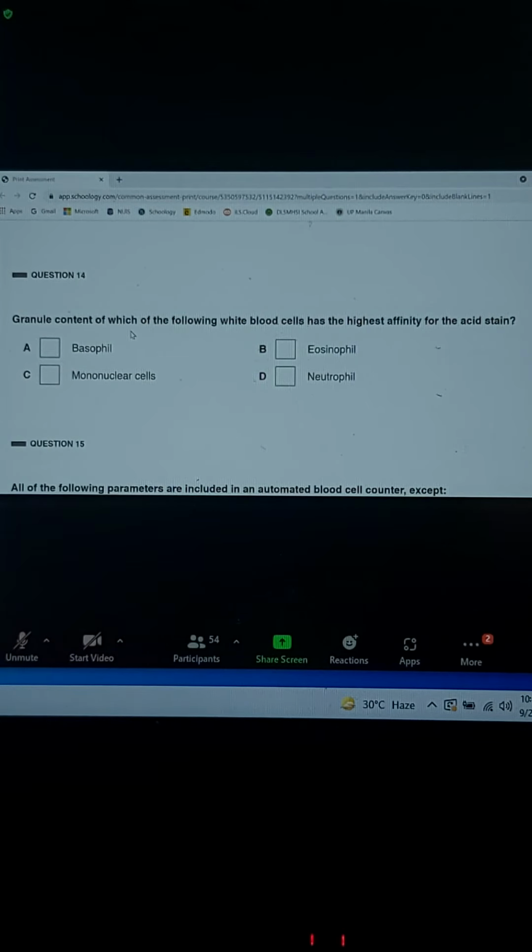Granule content of which of the following white blood cells has the highest affinity for the acid stain? Eosinophil. Okay? Nalaman na. So the correct answer is letter A, eosinophils. Because eosinophils, from the word itself, eosin, di ba? The acid stain, phil pertaining to its affinity. Okay, so eosinophil.